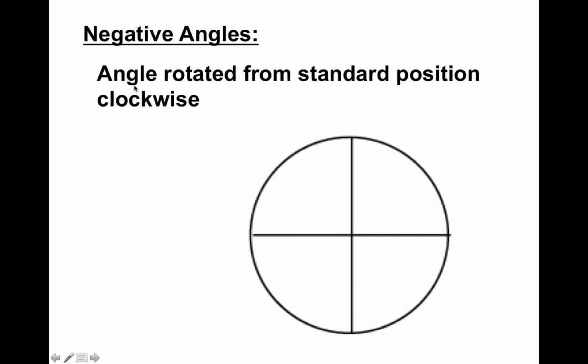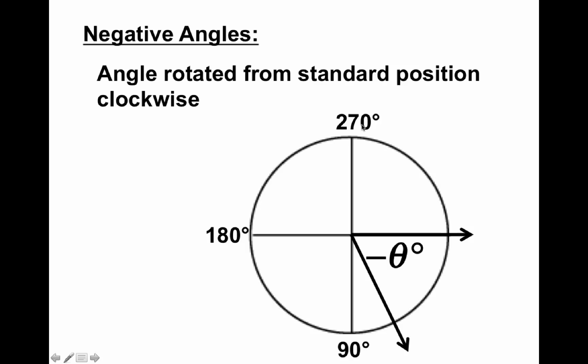Negative angles are the angles rotated from standard position clockwise. So this is going the opposite direction. It's still starting here as your 0 point, but now we're rotating in the negative direction a certain degree. Notice if you rotate down to the bottom here, this would be 90 degrees. Another 90 degrees would make 180. Another 90 would make 270. And all the way around the full circle is 360. So notice the 90 and 270 switch depending on which order you turn.